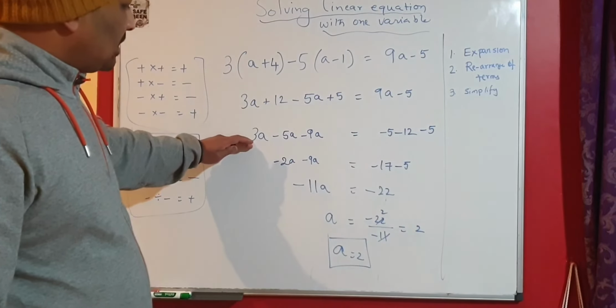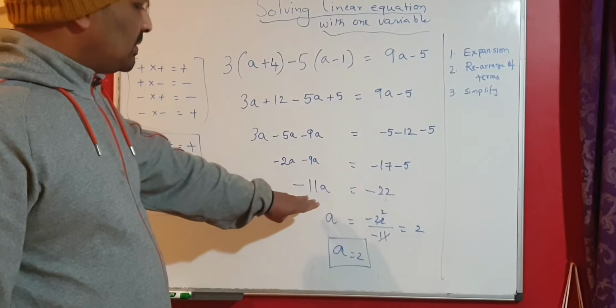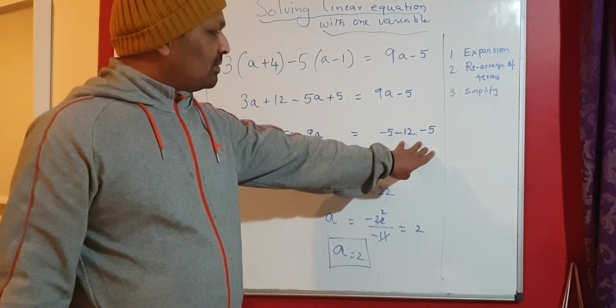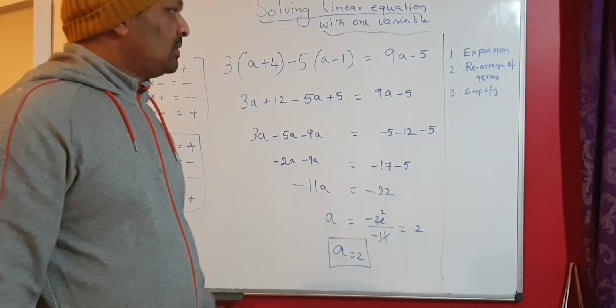What did we do after that? We simplified it because all these terms have a in them. So we simplified it and we got minus 11a. On the right side we have these known quantities. When we simplified all of them, we got minus 22. Simplify.